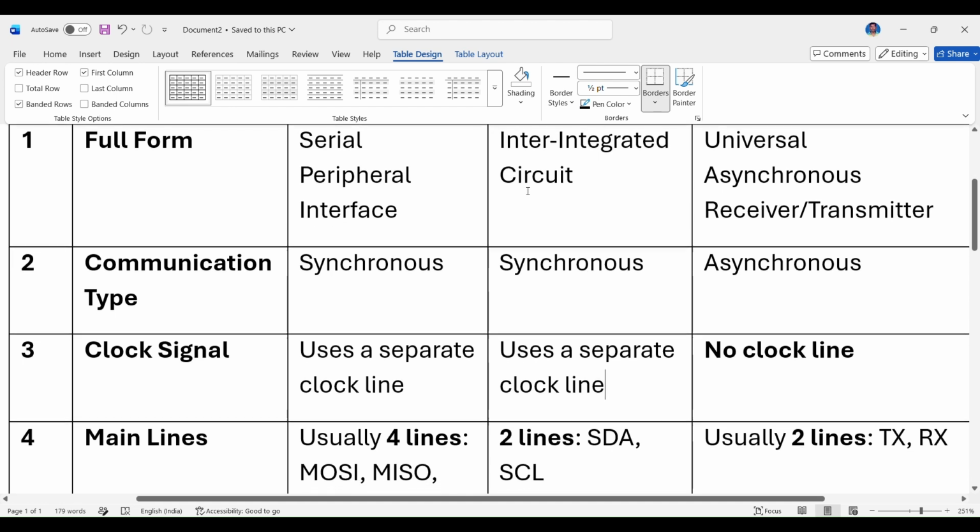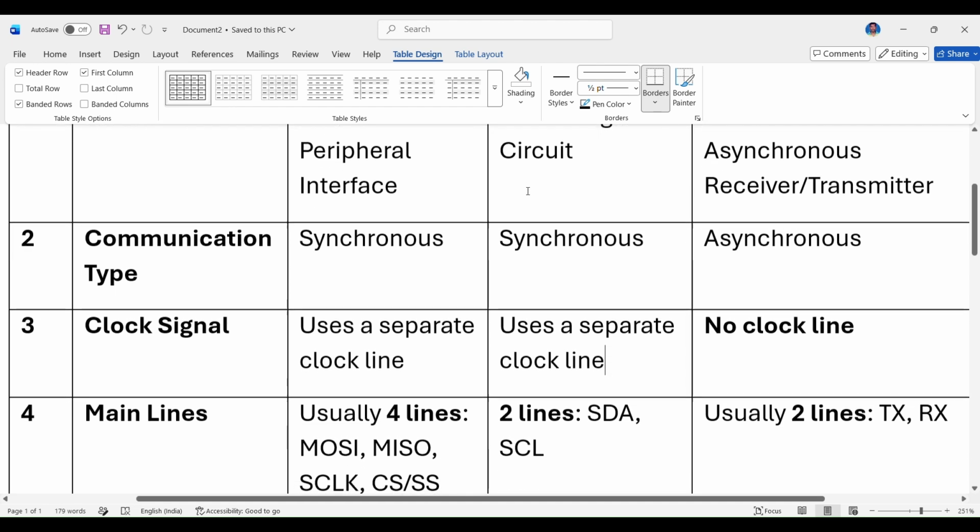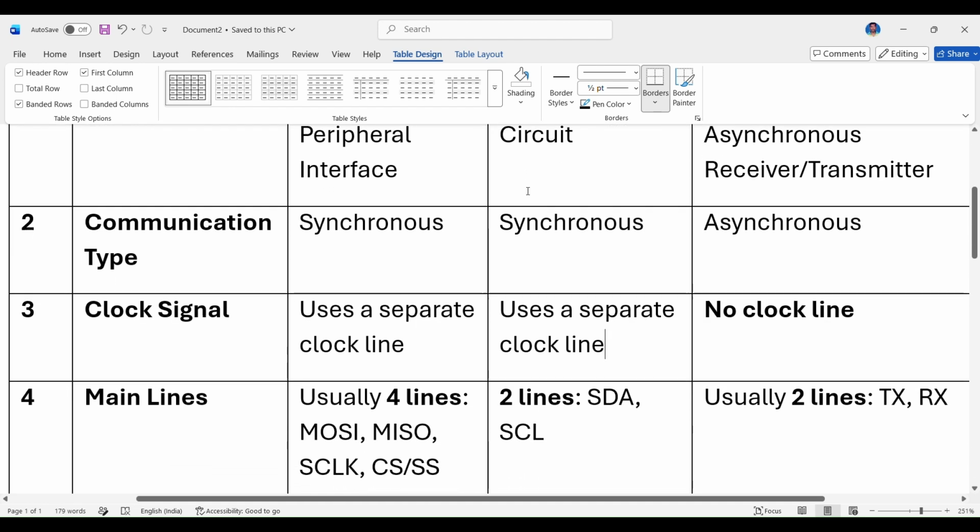Coming to the main lines, also called wire lines. In SPI, we need 4 lines: MOSI, MISO, SCLK, and CS or SS. What are these? Master Out Slave In, Master In Slave Out, Serial Clock, and Chip Select pin.